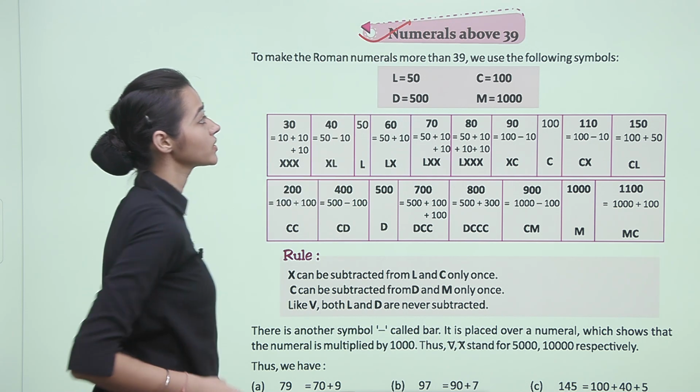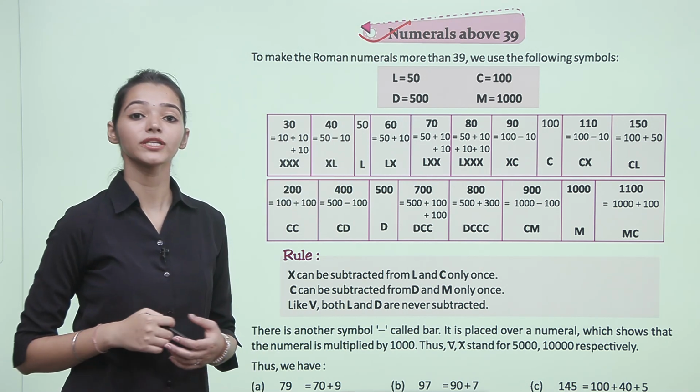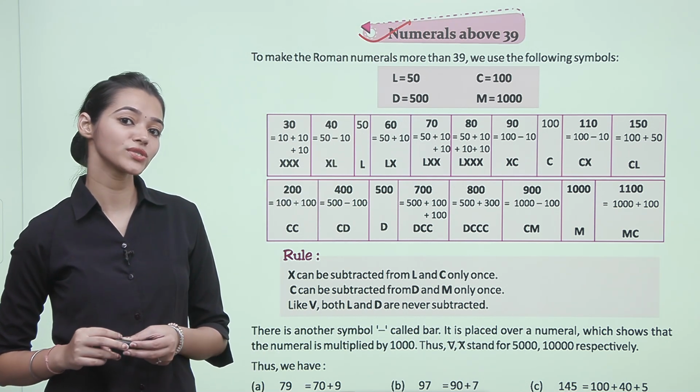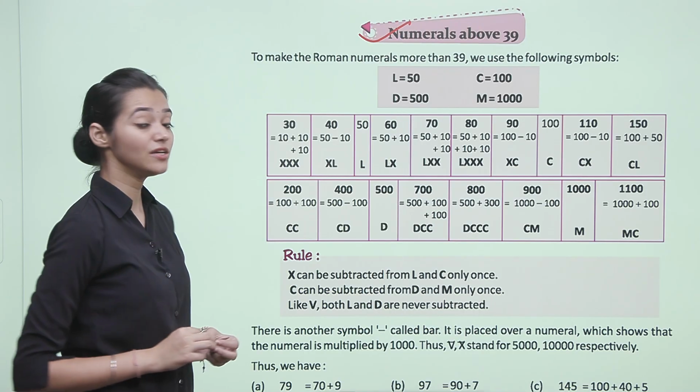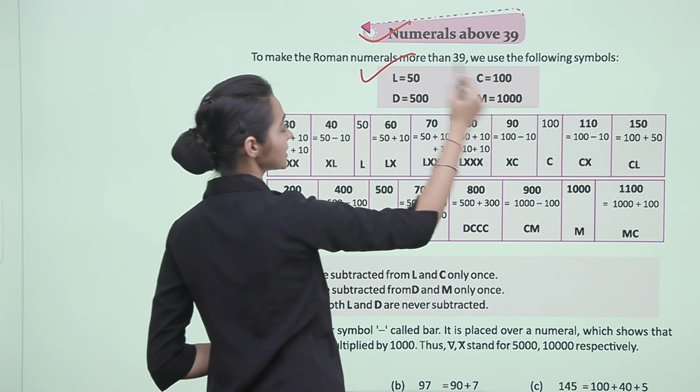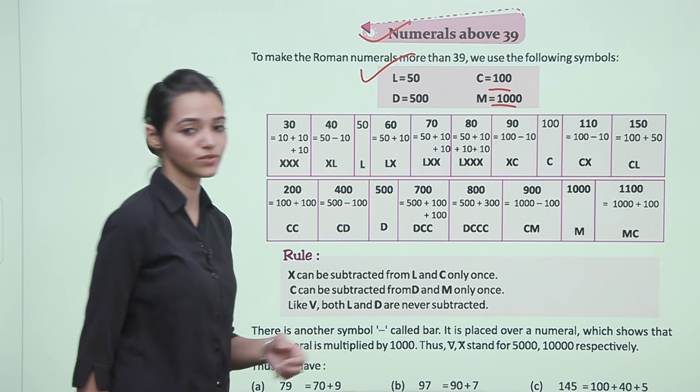Now let's look at the numerals above 39. To make the Roman numerals more than 39, we use the following symbols: L for 50, D for 500, C for 100 and M for 1000.